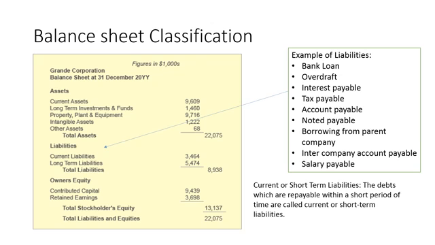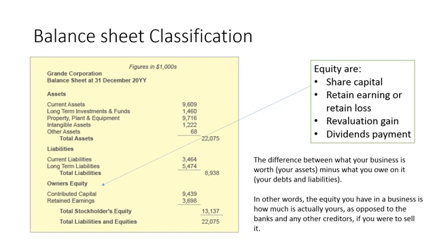Okay, so liability examples are bank loans, overdraft, interest payable, tax payable, accounts payable, notes payable, borrowing from parent company, intercompany accounts payable, and salary payable. These are all your liabilities. So we have current or short-term liabilities. So the debts which are repayable within a short period of time are called current or short-term liabilities. You need to remember that.